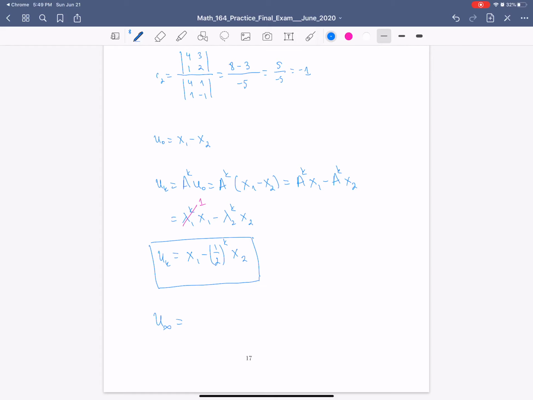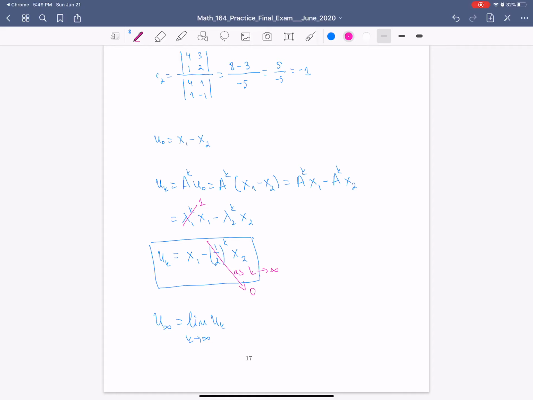Now what about u infinity? Well, u infinity is the limit of u sub k as k goes to infinity. Essentially, if k is a very big number, so you have 0.5 to the power of a very big number, like imagine million, billion, really, really big. The higher the k, the smaller 1/2 to the power k. So actually, as k goes to infinity, this expression goes to zero. I write an arrow because I say it approaches zero as k goes to infinity. Infinity is not a real number, so we don't replace it.